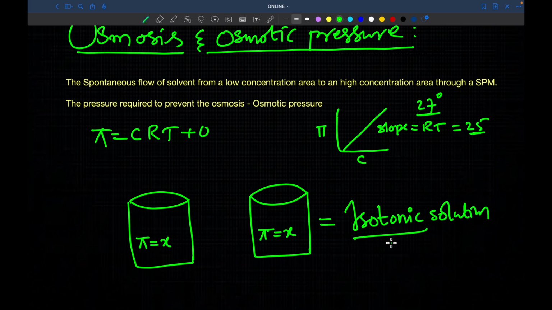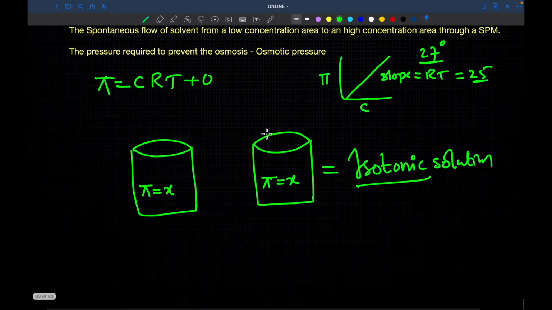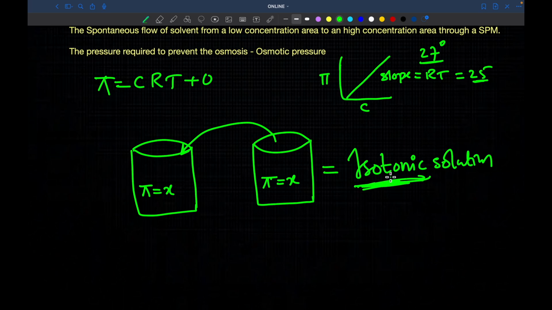How can we say that solutions whose osmotic pressure is the same are called isotonic solutions? When you mix these two solutions, no osmosis generally takes place, right? Isotonic means they should have the same osmotic pressure, the same number of particles. So then you will say they are isotonic solutions. Next, I'll give another situation.